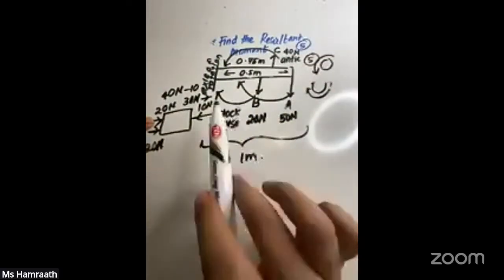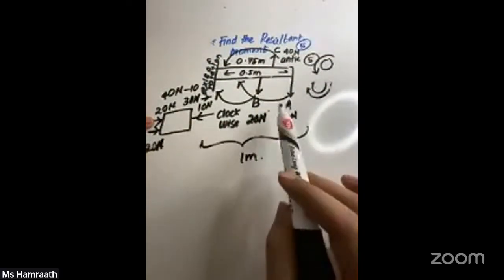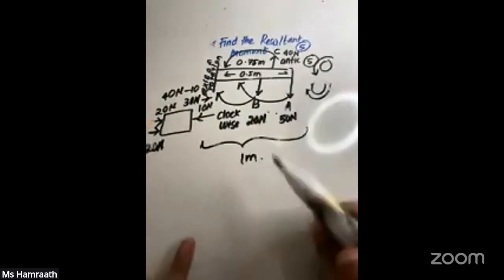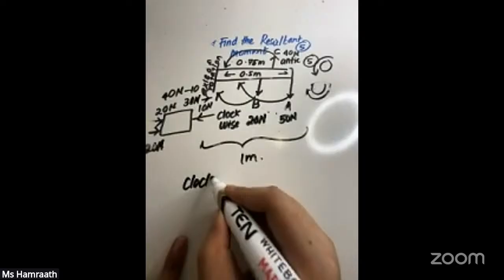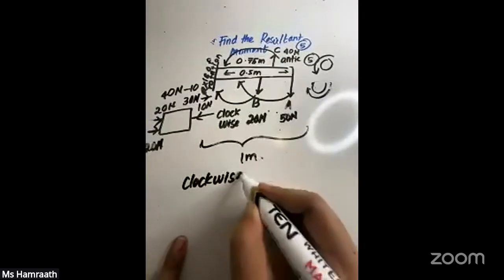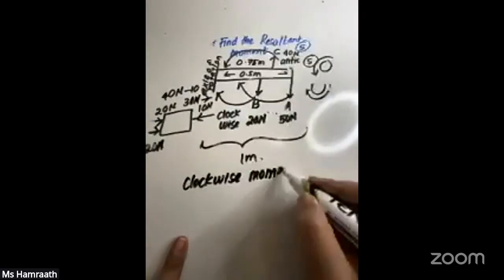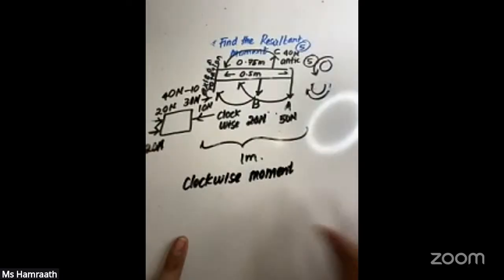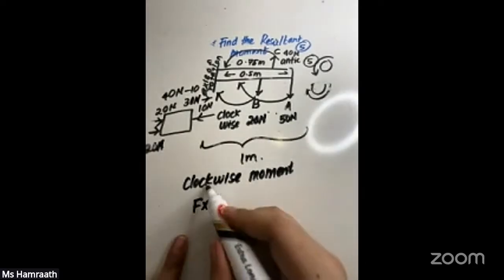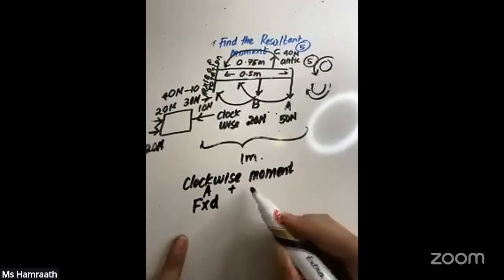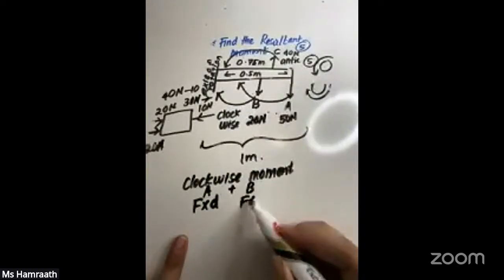So first you can take both the forces and you can add them. So simply I'll show you at once how to do it. Clockwise moment. I'm writing in a complete sentence to make sure you understand. Okay, so force into distance, that is for A, plus B, force into distance.